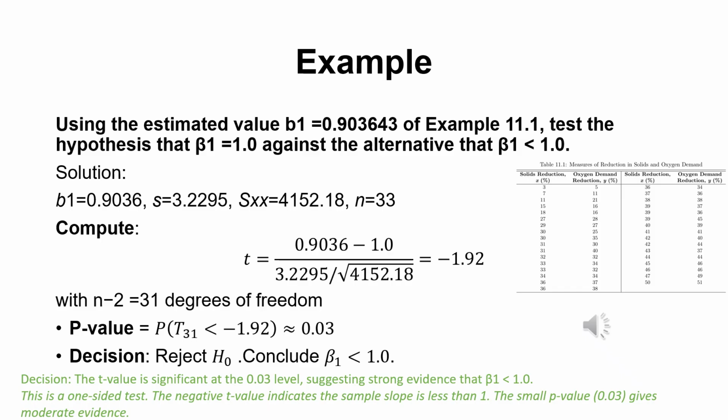The p-value is the probability that a t-distribution with 31 degrees of freedom is less than negative 1.92. Approximately 0.03. Since the p-value is less than 0.05, we reject the null hypothesis and conclude that beta is less than 1.0. The negative t-value indicates the sample slope is below 1, providing moderate evidence for the one-sided alternative.